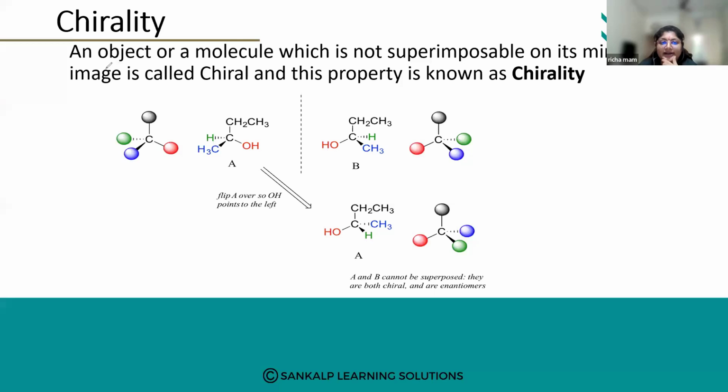Now, what do you mean by the word chirality? Whenever I have an object or a molecule, suppose I have this palm. If I take the mirror image of this palm and put one on top of the other, is it superimposable? No. So an object or a molecule which is not superimposable on its mirror image is called chiral, and this property is called chirality.